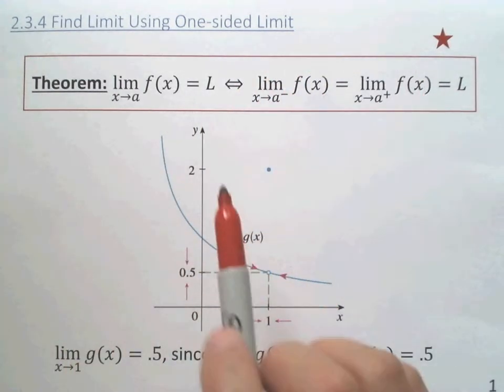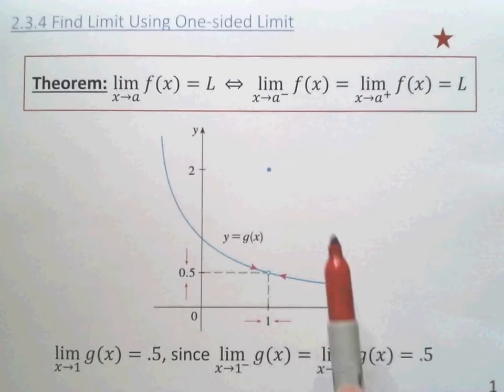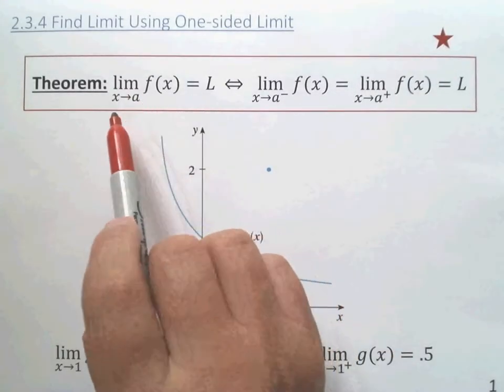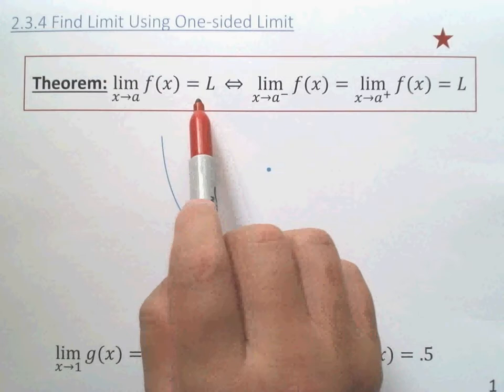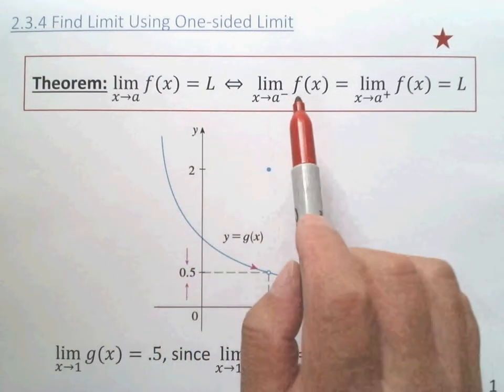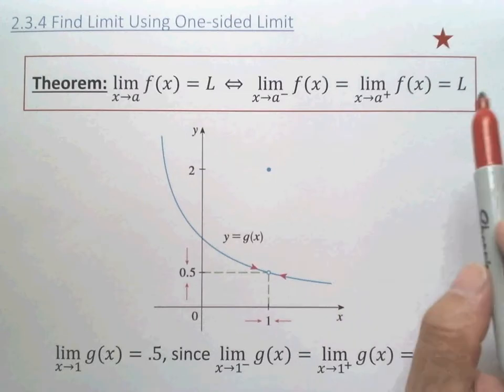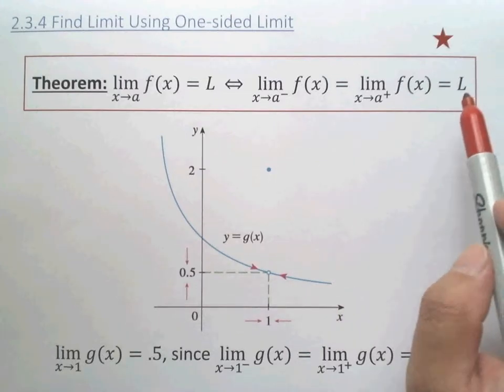So, like the theorem I show here: if the limit of a function as x approaches a is L, which means what? It means the left-handed limit equals the right-handed limit equals L. This is the equivalent condition, okay?